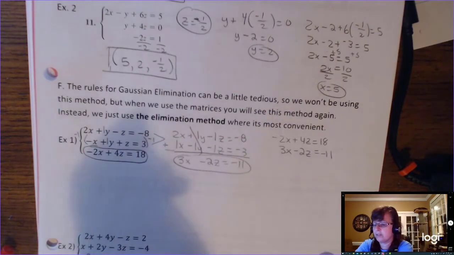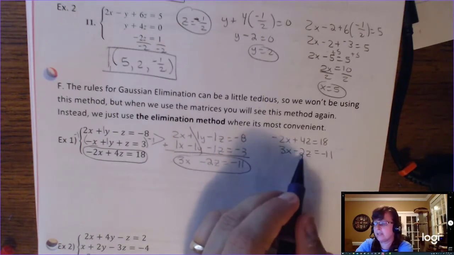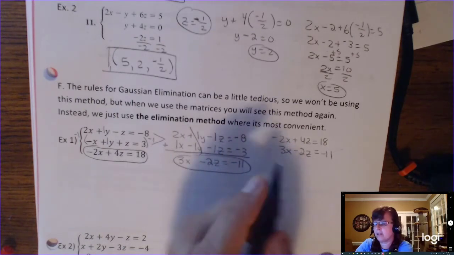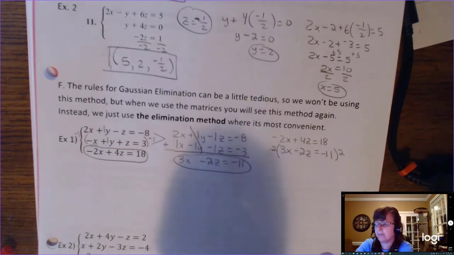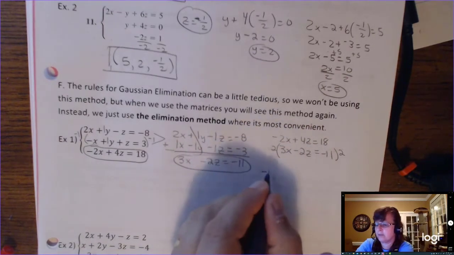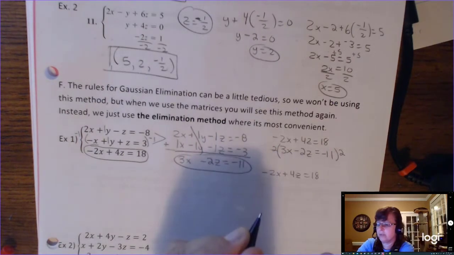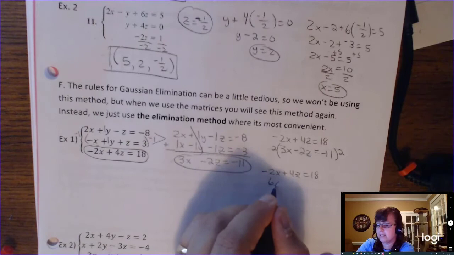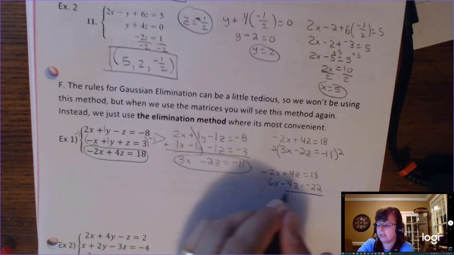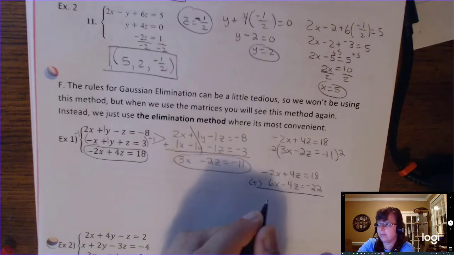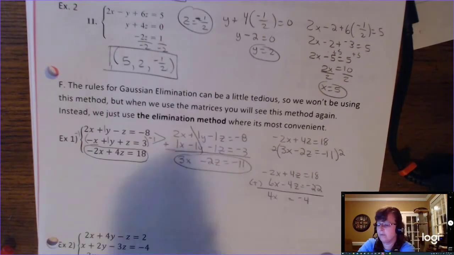So I would use the elimination method, and I would get rid of the z's because these are opposites, and all you have to do is multiply the bottom equation by 2 to get the opposite of 4z. So that's -2x plus 4z equals 18. That's equation 1. And then 6x minus 4z equals -22. That's equation 2. And I'm going to add them together, so that's 4x equals -4.